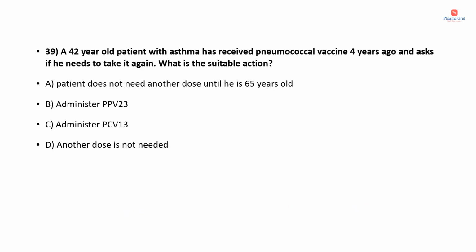A 42-year-old patient with asthma has received pneumococcal vaccine 4 years ago and asks if he needs to take it again. What is the suitable action? The options are: A, patient does not need another dose until he is 65 years old; B, administer PPV 23; C, administer PCV 13; D, another dose is not needed. Here the correct answer is option A. Patient does not need another dose until he is 65 years old.